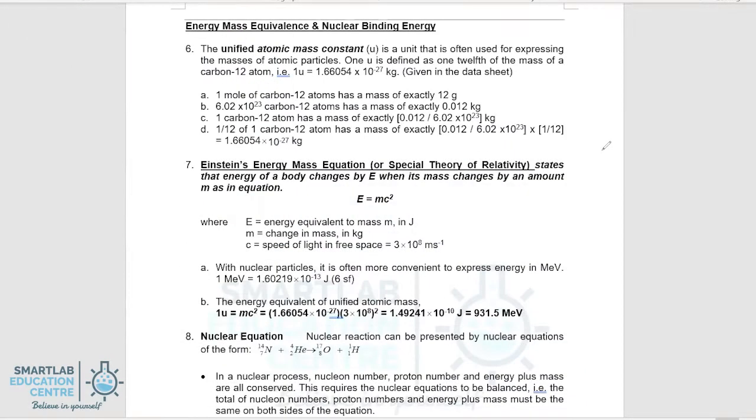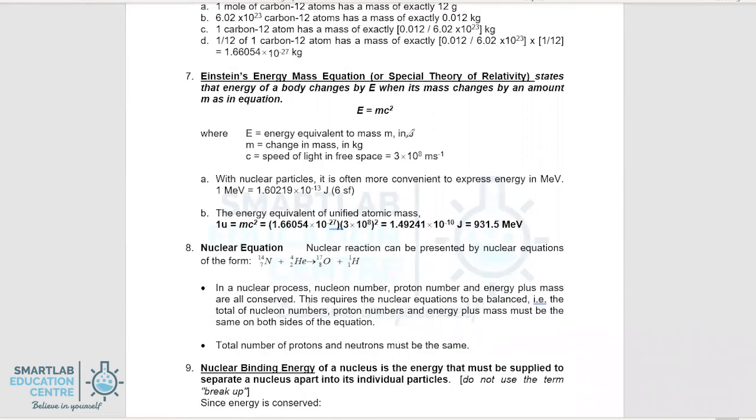With the introduction of atom completed, we'll now get on to nuclear binding energy. In nuclear binding energy, we use the unified atomic mass constant to determine the mass of a nucleus. For example, if we have a carbon-12 atom, where the mass number of the carbon atom is 12, then we will know that the mass of a carbon-12 atom will be 12u, where u is equivalent to this value, and that data is present in the data booklet.